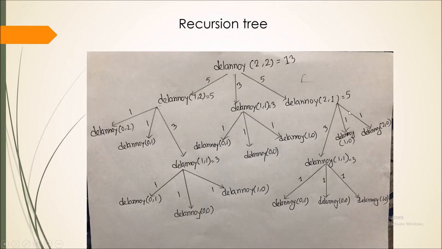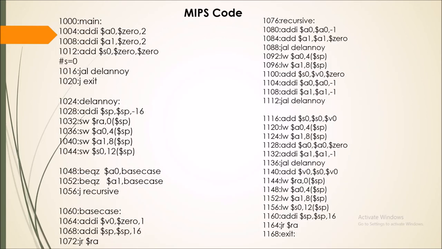And then for this branch, 2, 1 is not the base case, so we will move forward. Similarly, we have from here 3, here 2, total of 5. Now 5 plus 3 plus 5, we have a total of 13. This is how the tree works.